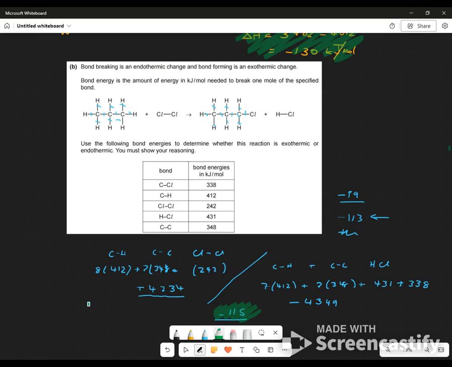All right. Tabang, do you see where you went wrong? All right. Abieli, do you understand it? Oh, well, there you go. All right. So the energy that went in is 4234. The energy that came out was 4349. So the difference is 115.